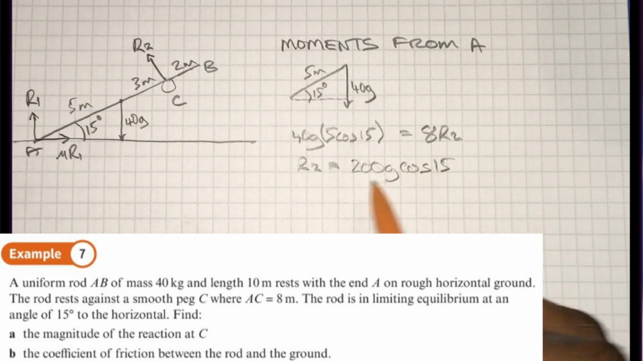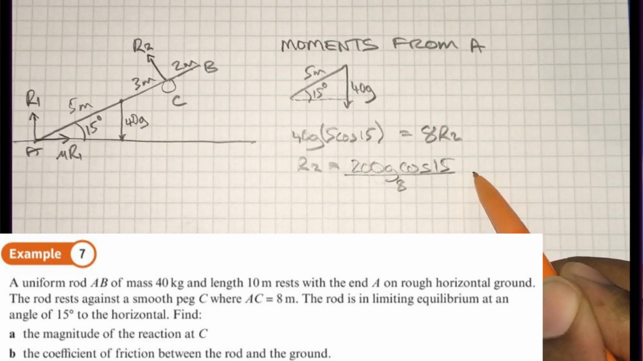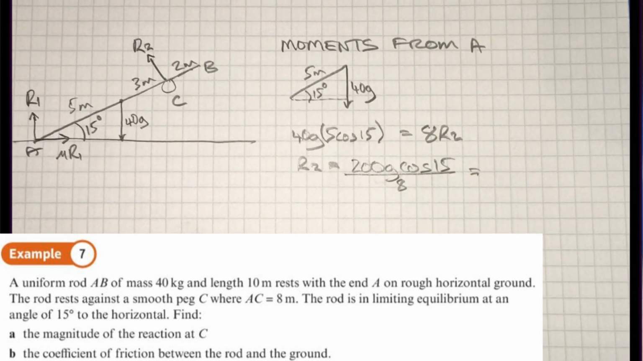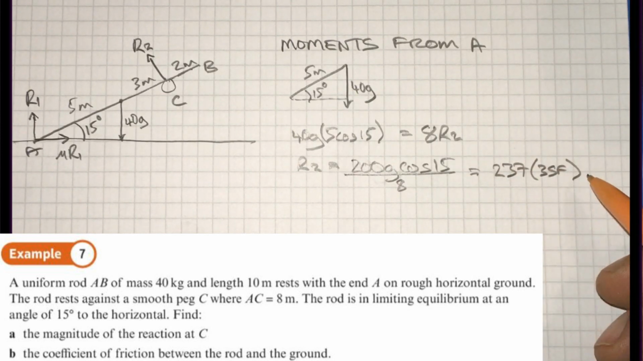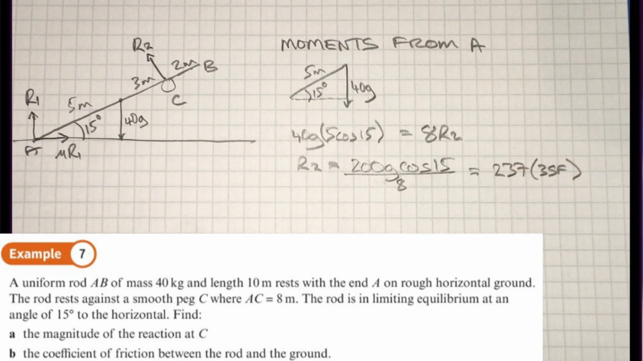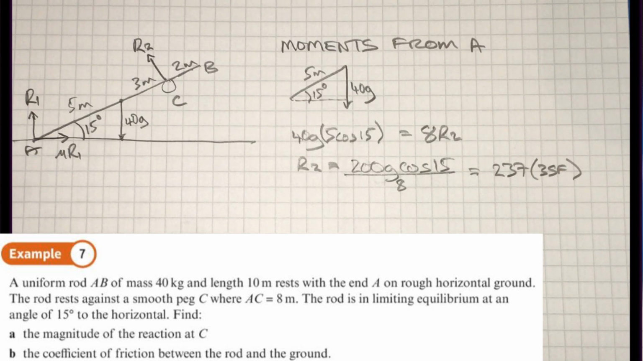All right, so just some quick rearranging, some smart rearranging. Now I'm ready to pick up the calculator, and this is the first time I will. Plug it in, and we get a reaction force at C of 237 to 3 significant figures. Okay, we've also been asked to find the coefficient of friction between the rod and the ground. We'll go ahead and do that.